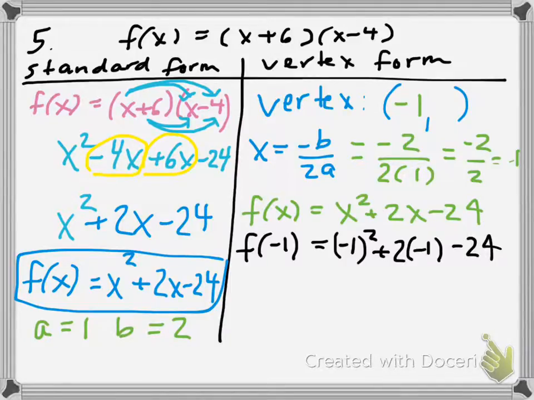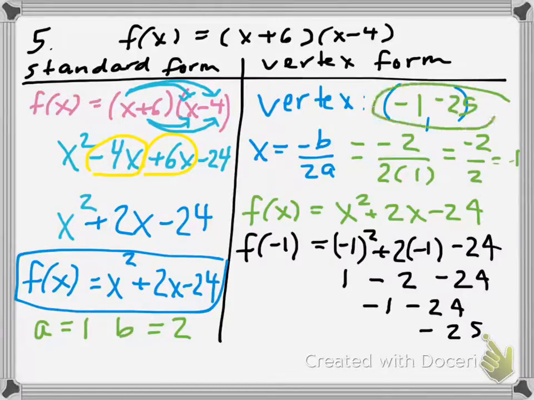So negative 1 squared is 1. My middle term is 2 times negative 1, which is negative 2, and then minus 24. So 1 minus 2 is negative 1, minus 24 more, that's negative 25. So my y-coordinate of my vertex is negative 25.